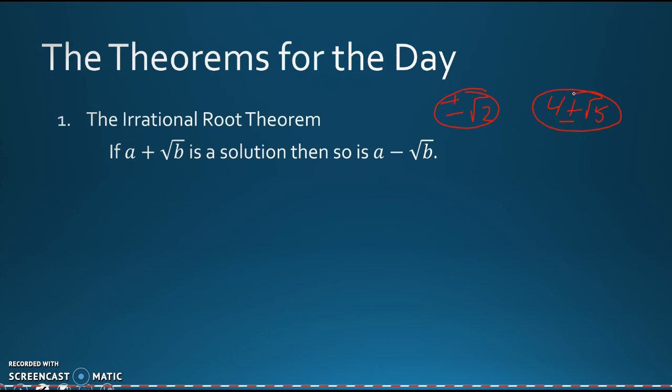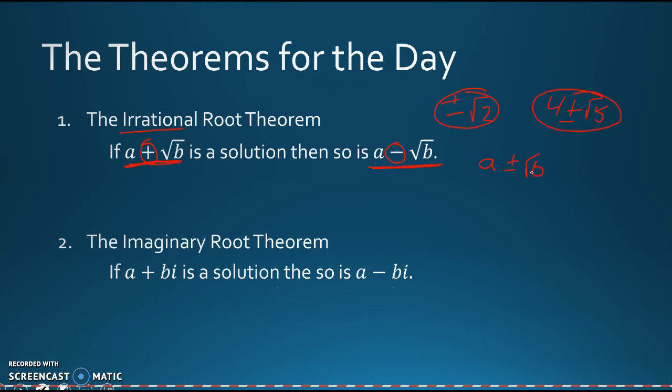And so the irrational root theorem says that if a plus the square root of b is a solution, then so is its conjugate, which is a minus the square root of b. These are called conjugates of each other because the numbers are the same, the a and the b, a radical b. The only thing that's different is one time it's plus and one time it's minus. So we should know that a plus or minus the square root of b, if one of them is a solution, then so is the other one.